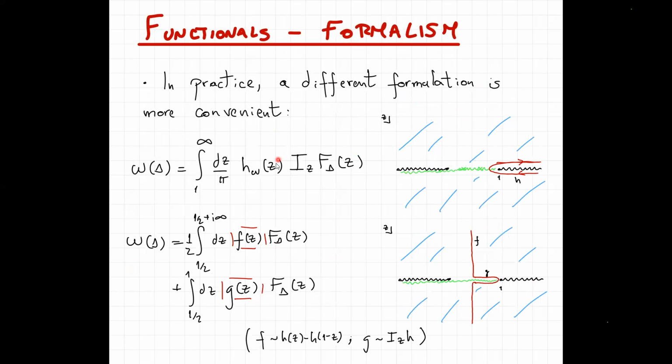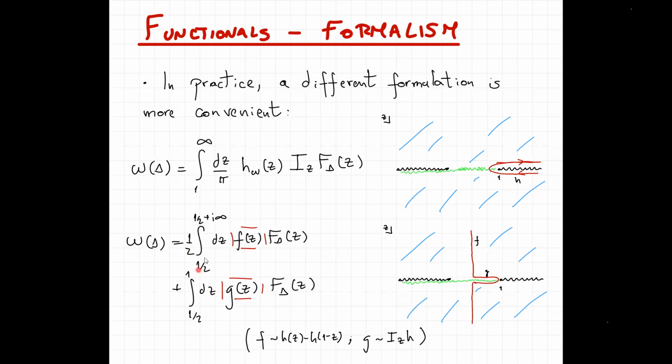So in practice, a different formulation is more convenient. You start off with this representation, which involves this contour integral. And now you can deform the contour such that it looks like this. So you open it up, and now you take it to infinity and it wraps this green cut here and then it goes down. And so now it's the sum of two pieces. There's a piece which runs vertically, which is called the F piece. So this will look like this.